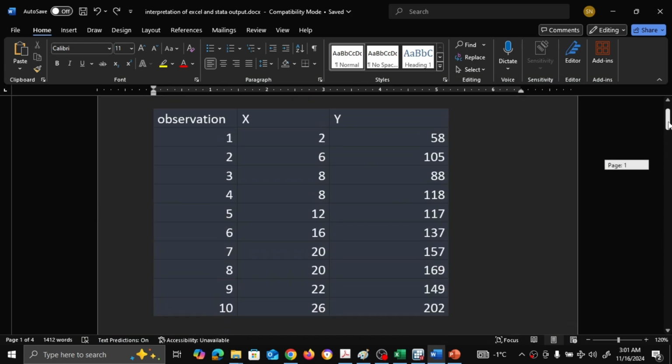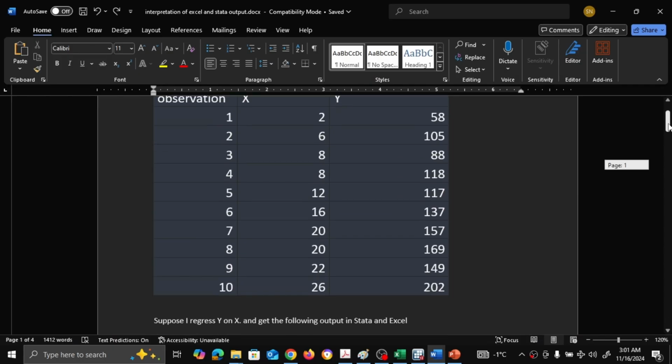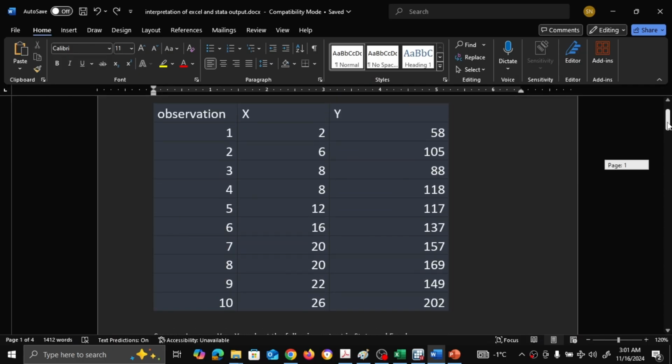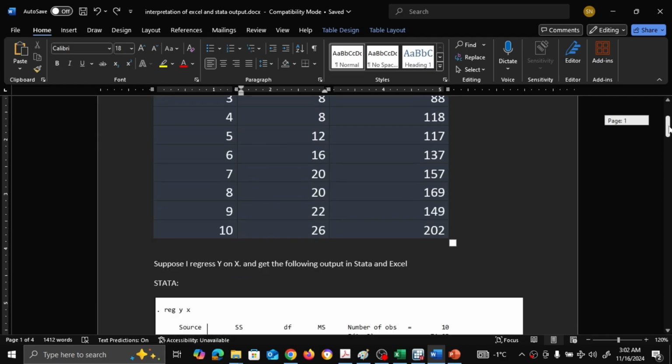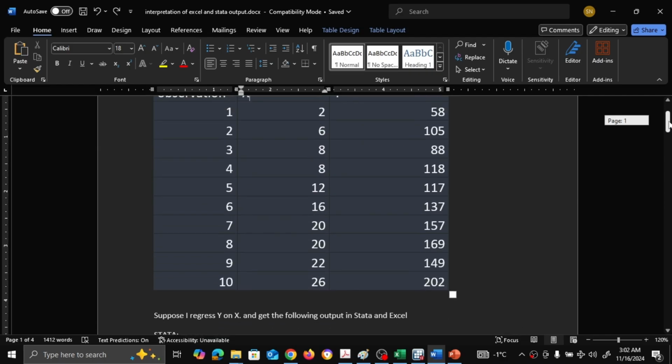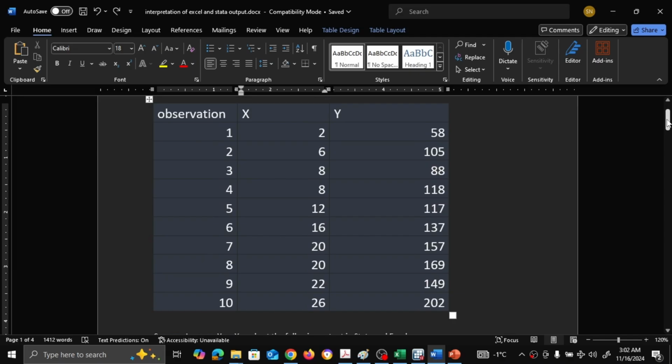What we're going to do is interpretation of Excel and STATA output. So I have some data here, X and Y. There are 10 observations, and I want to regress Y on X.